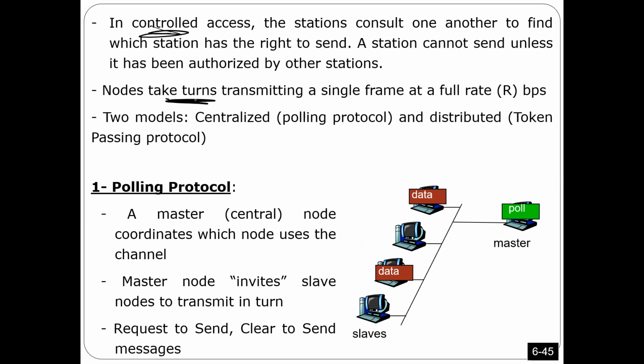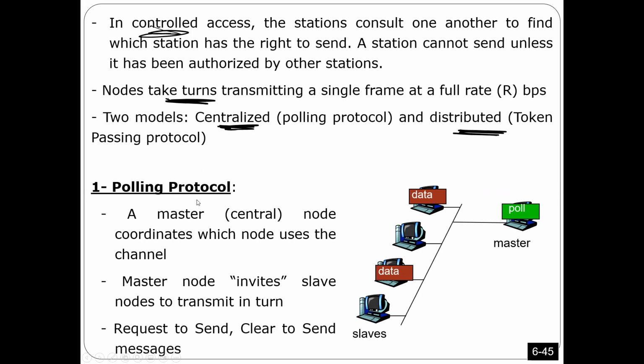So here I'm going to explain two protocols. The first is a centralized protocol, the other one is a distributed protocol. The centralized protocol is called the polling protocol. The second one is called the token passing protocol. So let's start with the first one, polling.